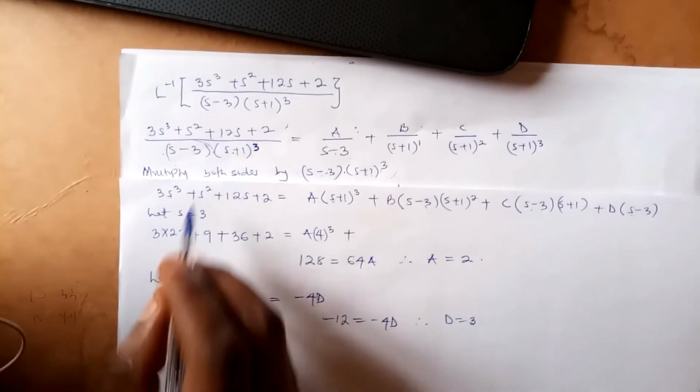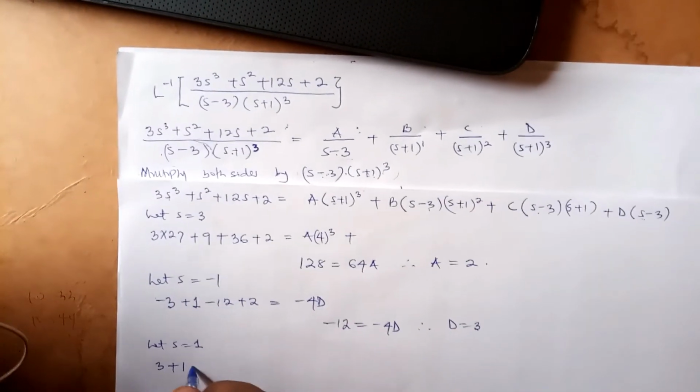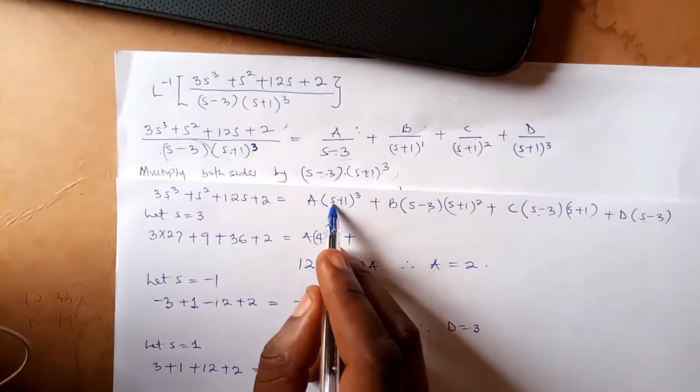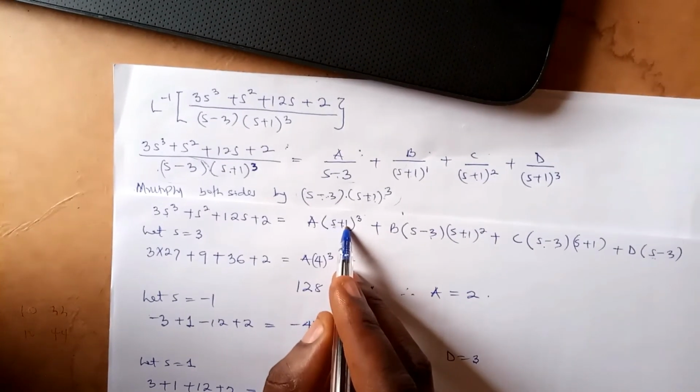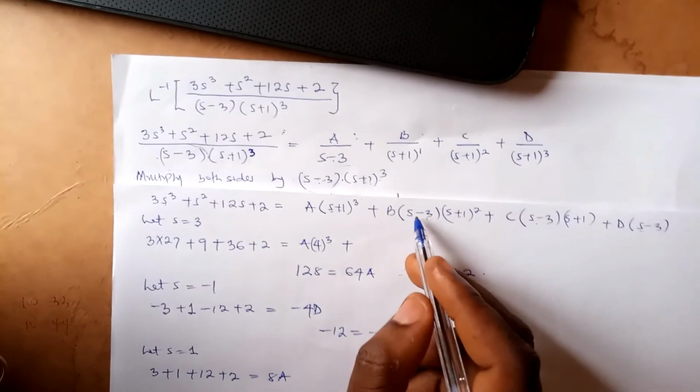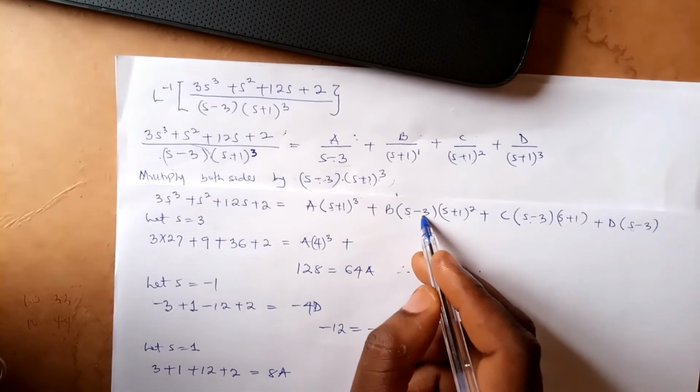Then plus 1 squared is 1, 12 times 1 is 12, plus 2. Then it is equal to, what about this one? 1 plus 1, 2. 2 raised to the power 3, that's 2, 4, 8. That will give me 8a. And by the time I put my 1 here, that will be minus 2.